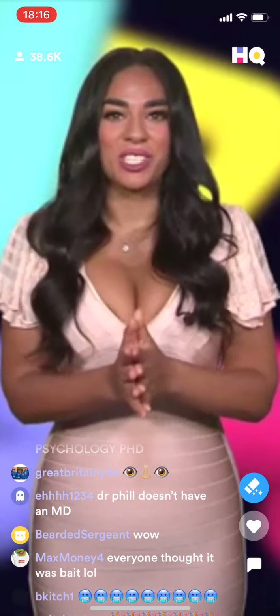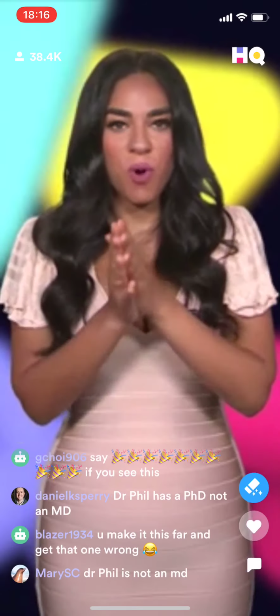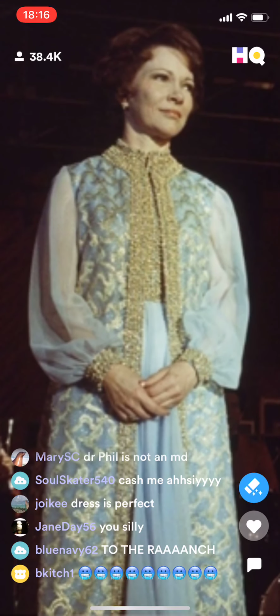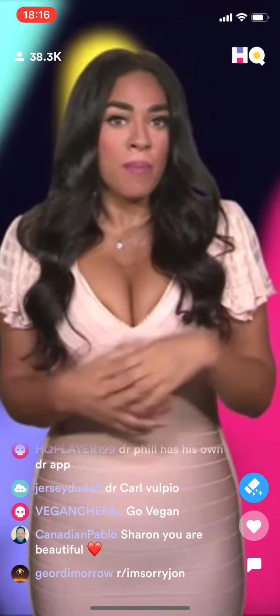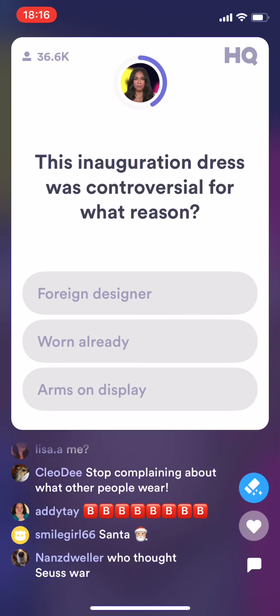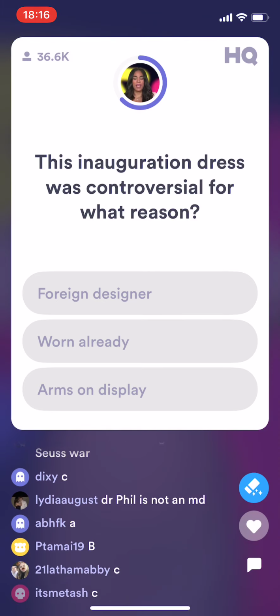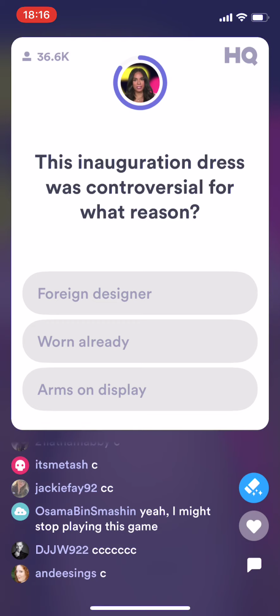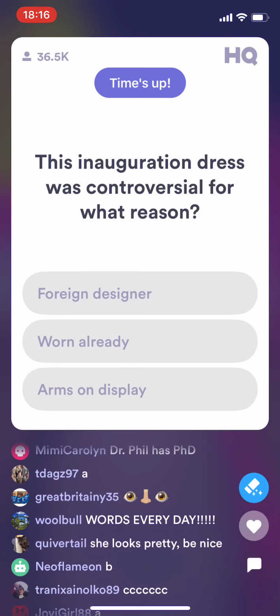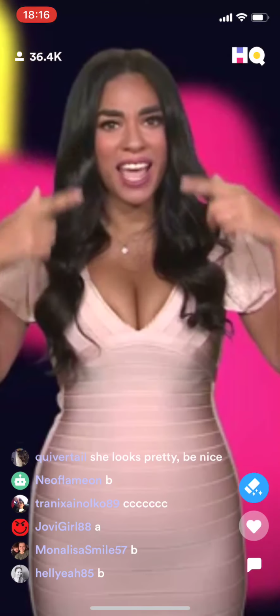Q15. This inauguration dress was controversial. For what reason? Take a look at that. Look familiar? Why was that controversial, though? Because it was a foreign designer, it was worn already, or arms on display. Yeah, there was outrage over this dress, but why? What do you think?